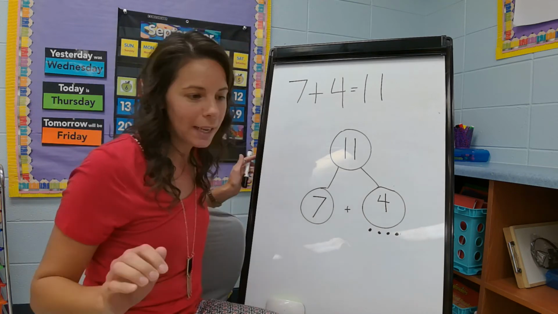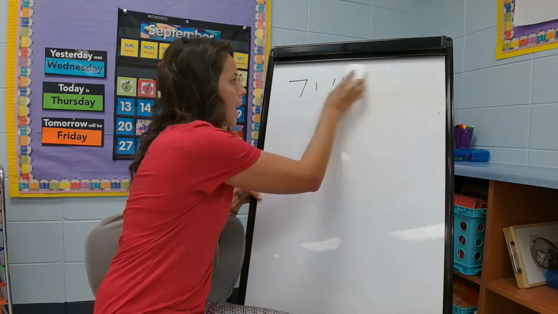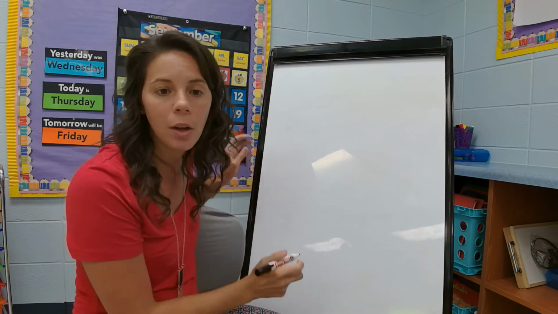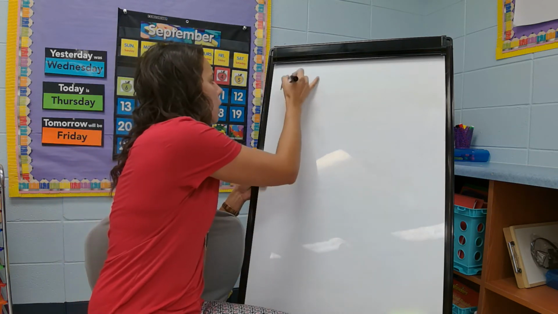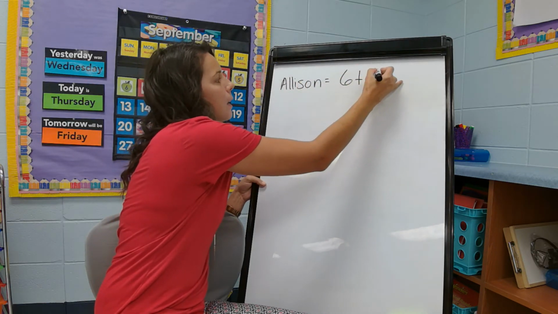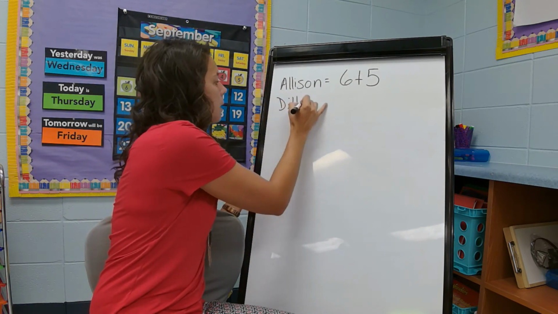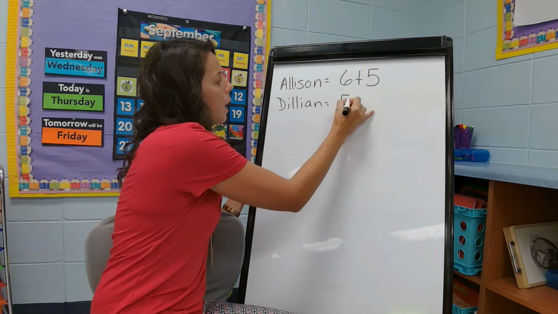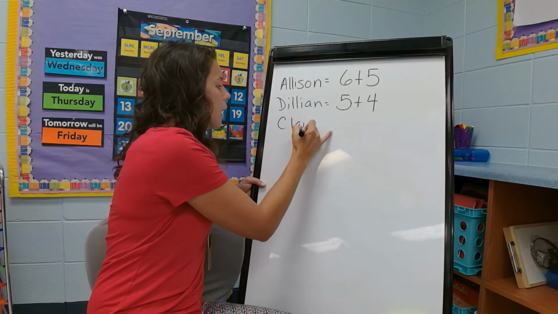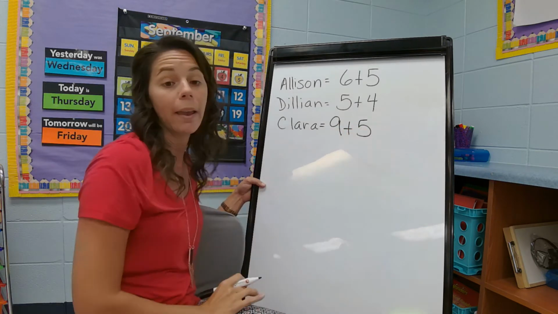Great job. All right, so I'm going to give each of you a question just like we did yesterday, and I would like for you to work it out on your paper, and then you can show the class your work. So we'll start with Allison. Can you work on 6 plus 5? Let's do Dylan. Can you work on 5 plus 4? We have Clara. She can work on 9 plus 5.